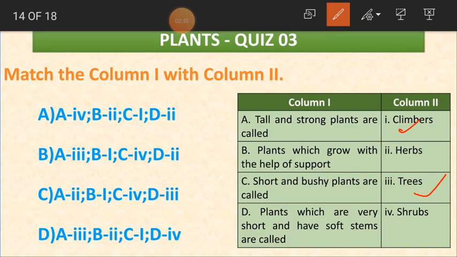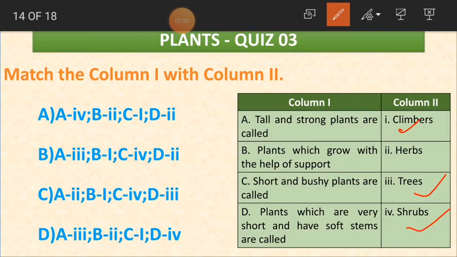Now again, see, what is it? Short and bushy plants are called. Short and bushy plants with so many branches and leaves are called as what, children? Any answers? Shrubs. Good, it is shrubs.